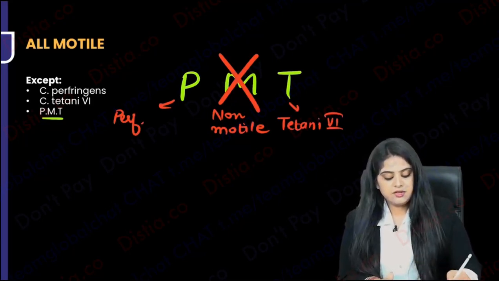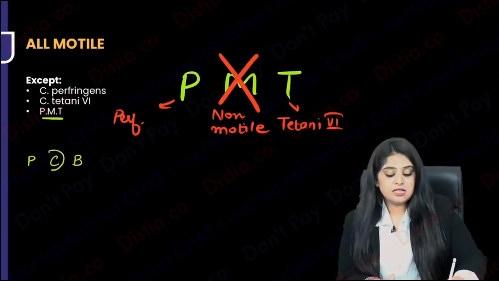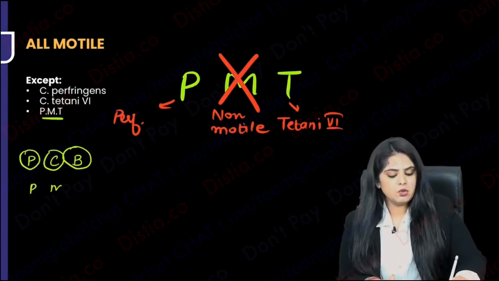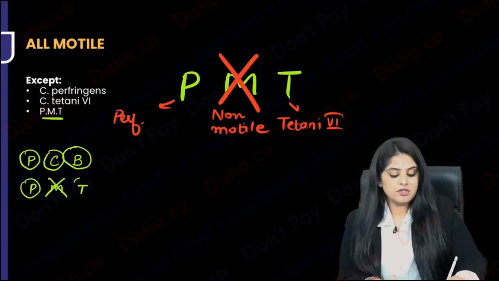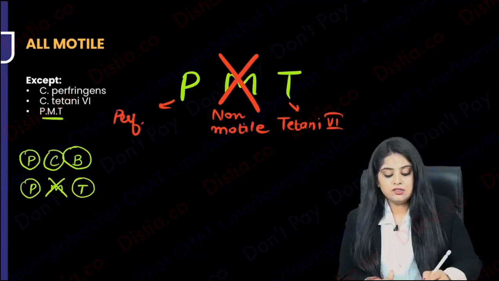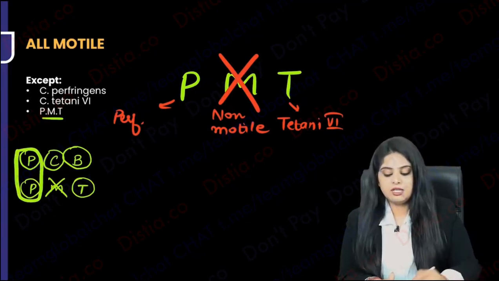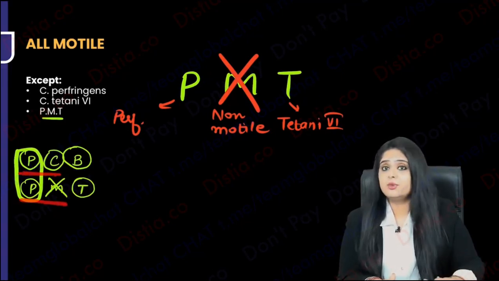So simple. Let's do a very quick recap. You have two things. One is PCB. Which are the capsulated ones? Perfringens and butyricum. Which exam did you want to kill? I wanted to kill PMT. So who is non-motile? Perfringens and tetani 6. This is also done. Now we can go on to this exception because perfringens is coming as an exception everywhere. Now tell me, what is it with capsule? Yes, perfringens has a capsule. Is it motile? No, it's not motile.